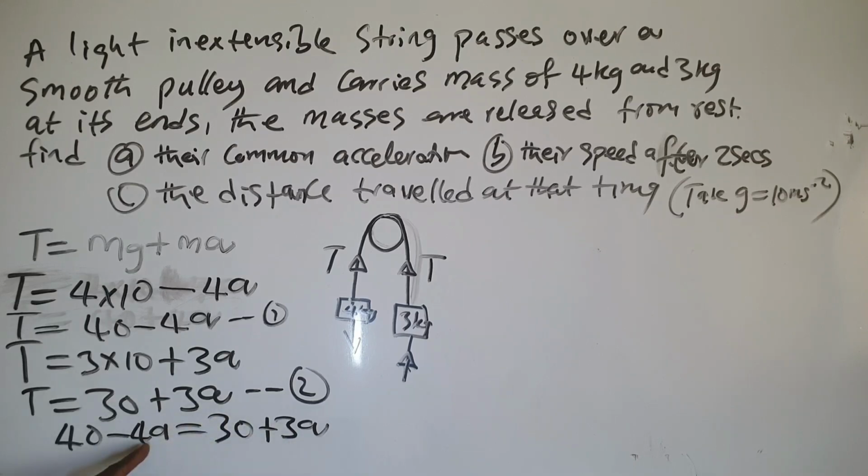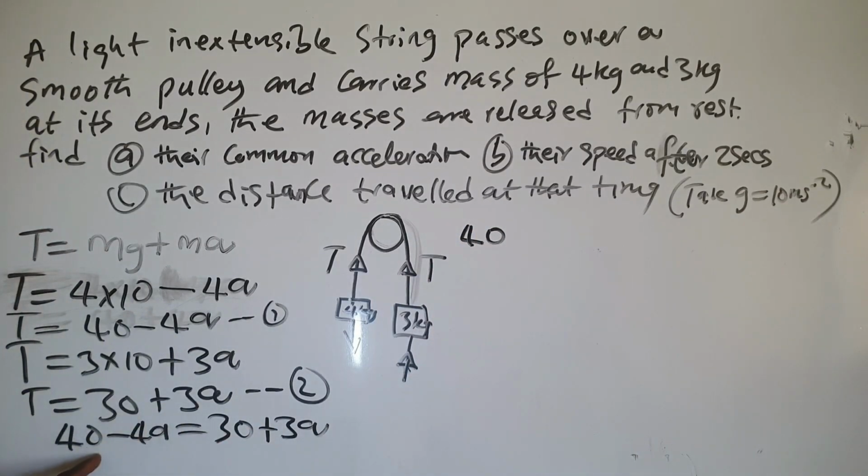So what do we do here now? We collect the like terms. What are the like terms? 40 and 30 are the same kind of thing, while 4A and 3A are the same kind of thing. So we're going to collect like terms, okay? Now collecting like terms, we now say 40.